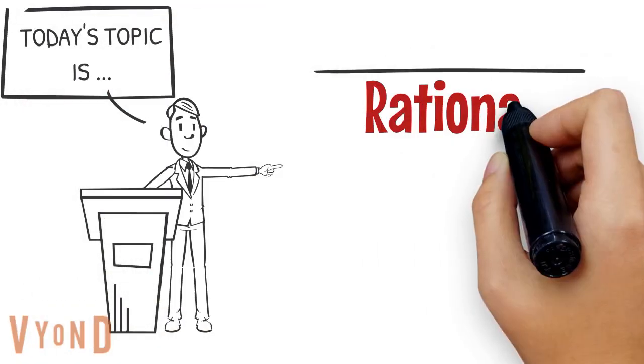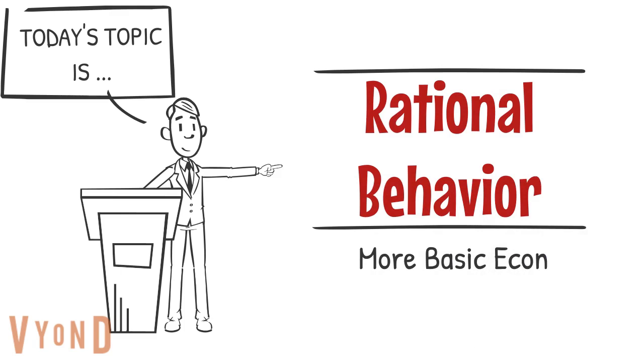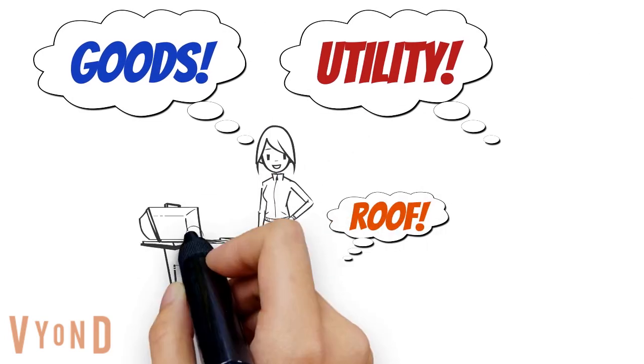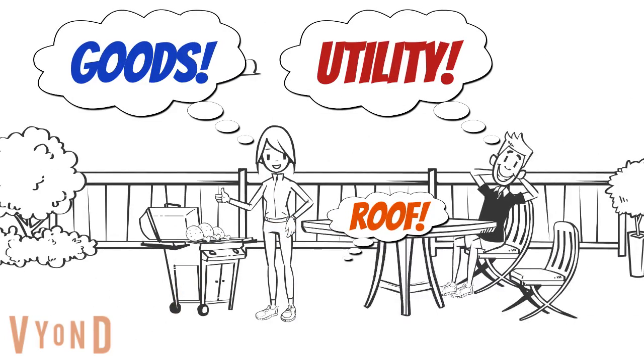We're still learning our basic econ, and today's topic is rational behavior. Some terms. Anytime you take a basic class, you have to learn a bunch of terms, and we need to learn two right now. One is the term good. A good is something that makes you happy. So a good could be some new outfit you just bought. A good could be the love of your dog or your significant other. Anything that makes you happy.